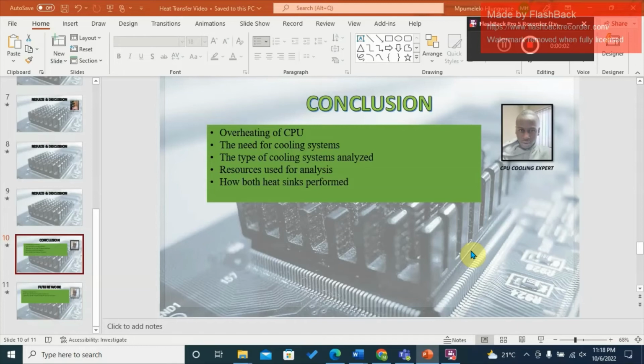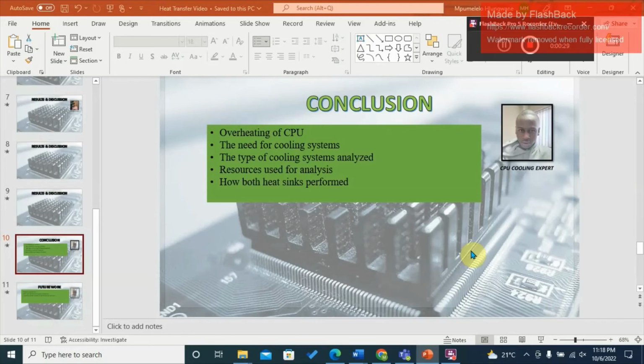The next section that we'll be looking at is the conclusion section. Firstly, the overheating of CPUs has become more and more problematic over the years, especially now that computers have become smaller and smaller. Therefore, there is a very big need for a cooling system that will cool the CPU to the required or optimum temperature level.